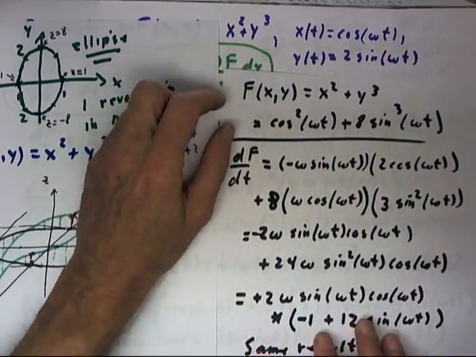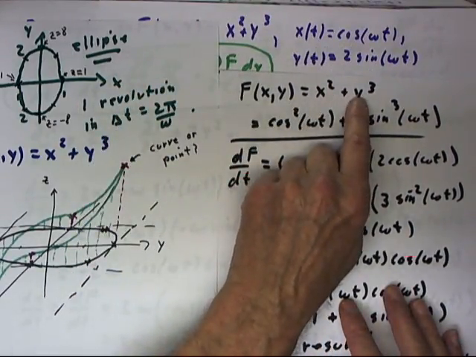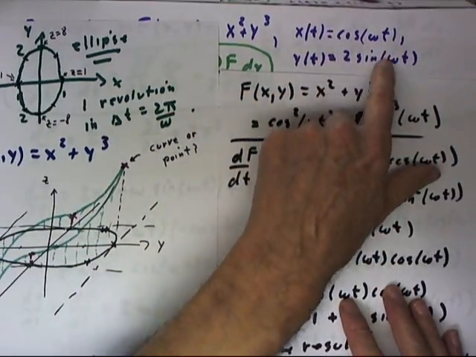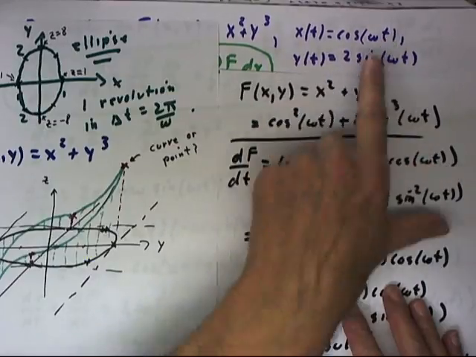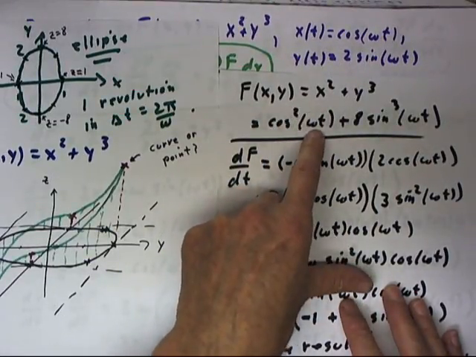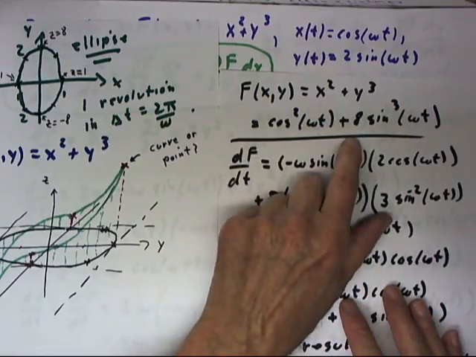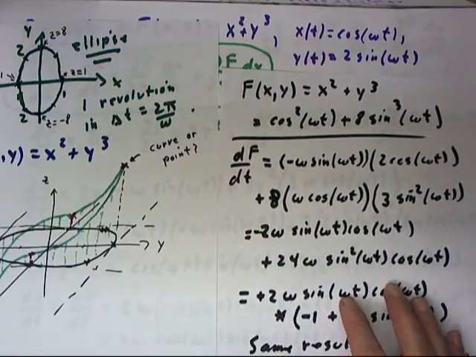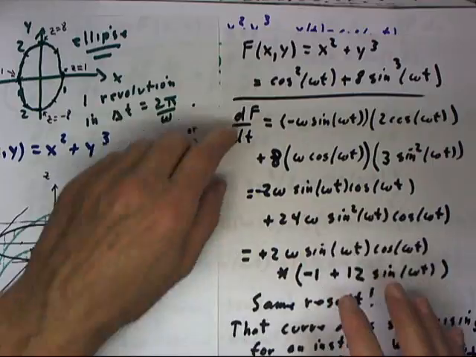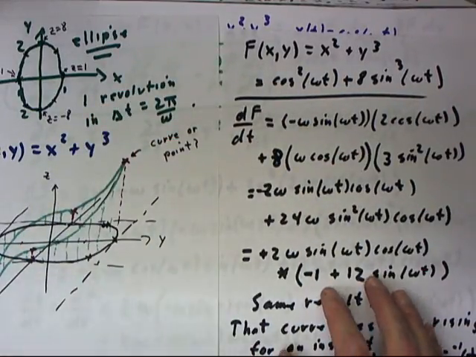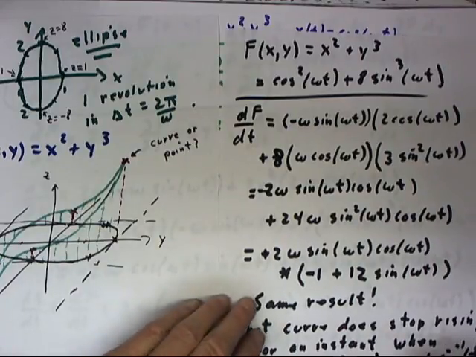Now recall that our function was f of x, y equal x squared plus y cubed. We can write this out directly in terms of t. X is cosine of omega t, so we have cosine squared of omega t. Y is 2 sine of omega t, so y cubed is 8 sine cubed of omega t. And we can then directly take the derivative of this expression with respect to t without running through the chain rule the way we did before.